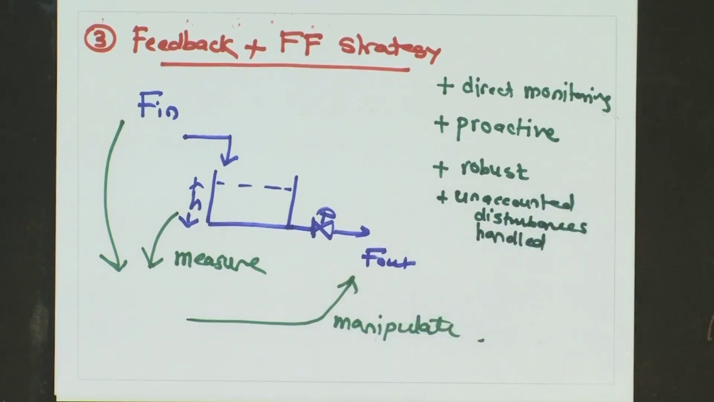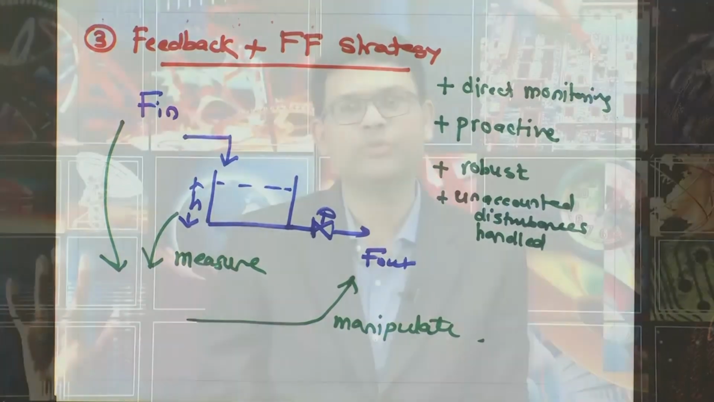So, you may start thinking that this is the best control strategy and this may be the most popular way in which chemical processes are controlled. As it turns out, this is not the best method and there are limitations of this as well.